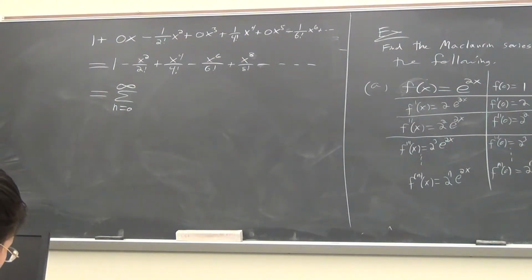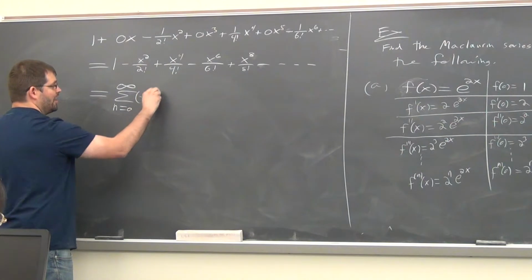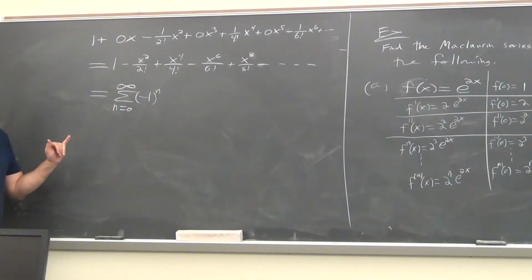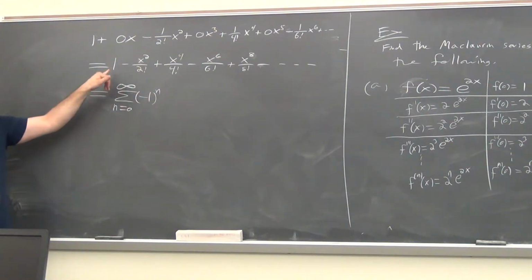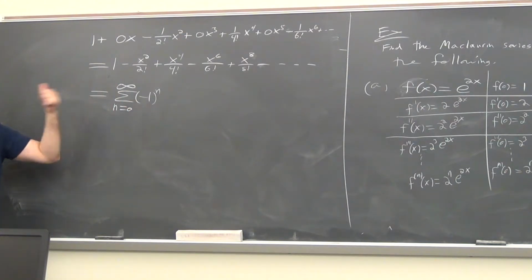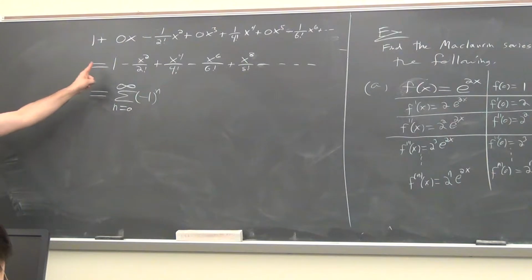Negative 1 to the n. Yeah, and so does the n work, or do I need n plus 1? So when n is 0, I get positive, right? Is that what I want? Yes, right? So the n's fine. If it was wrong, then you just put in n plus 1. But that's good. Does that make sense though? Okay, now how do we make sure we only get the even terms?